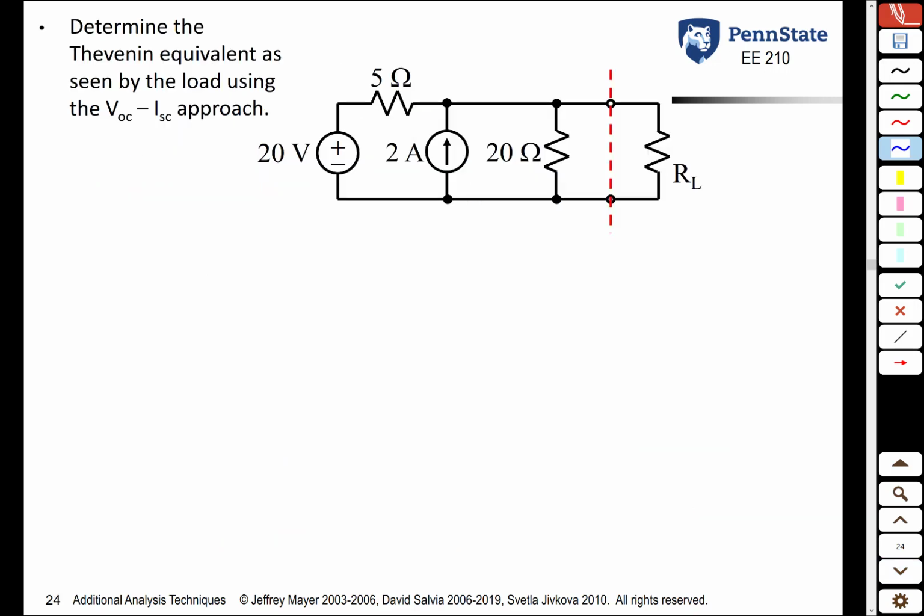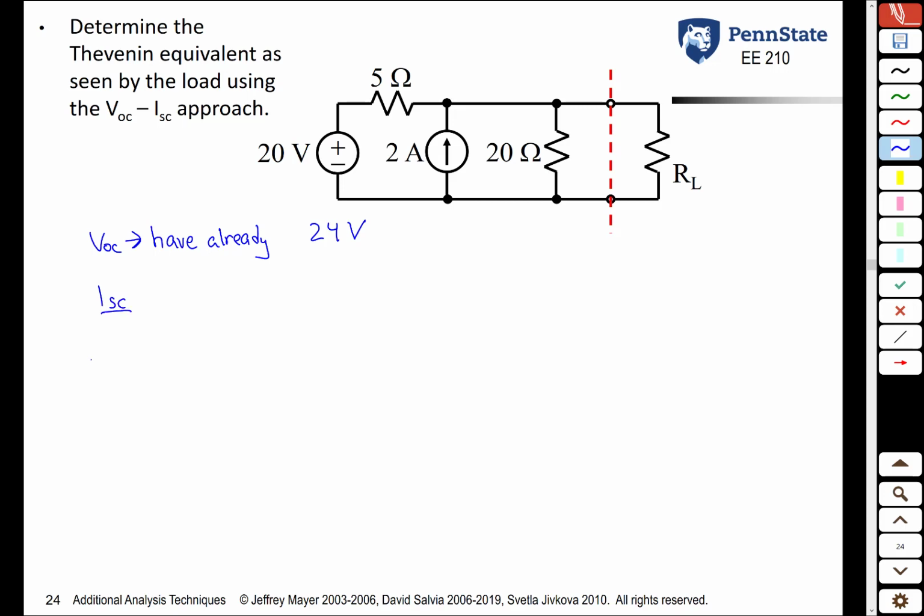So let's revisit the same circuit we saw before, and let's use the VOC-ISC approach to find the Thevenin equivalent resistance of the circuit to the left. So we don't need to re-find VOC, we have that already. From the example a couple pages ago, we saw that VOC was 24 volts. But now, rather than shutting off the voltage source and shutting off the current source and measuring that resistance through the terminals, we're going to find the Thevenin resistance by finding ISC first.